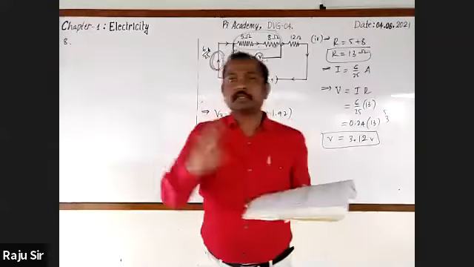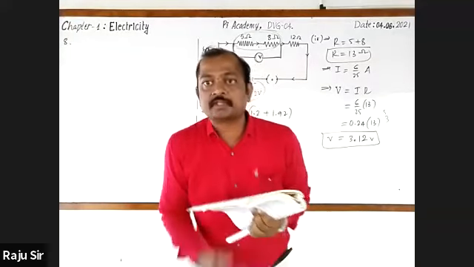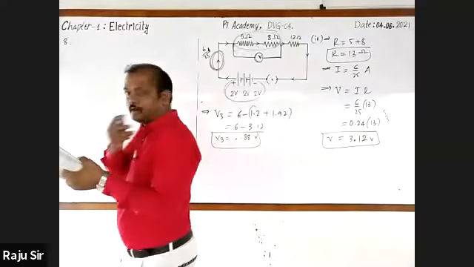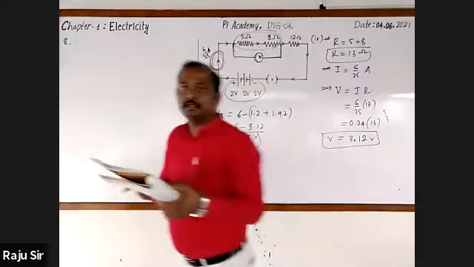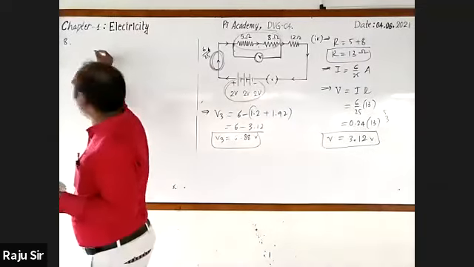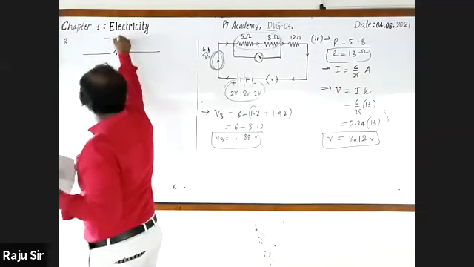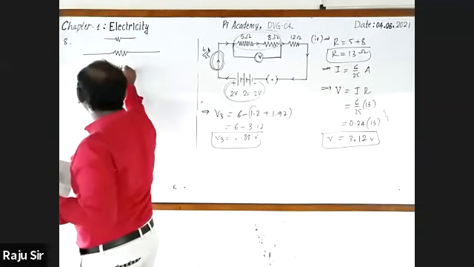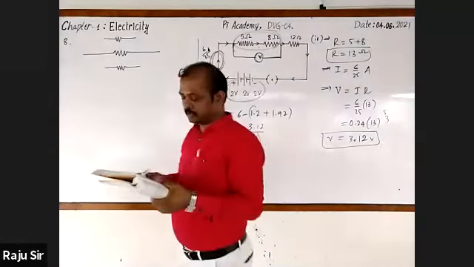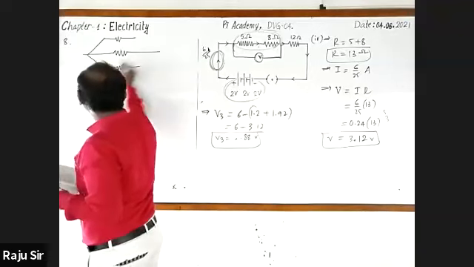Ashutosh, where are you? They have given 3 resistors in parallel. 3 resistors, they are connected in parallel. Draw that. Draw 3 resistors. This is the first one and the second one. This is the third one. They are connected in parallel.